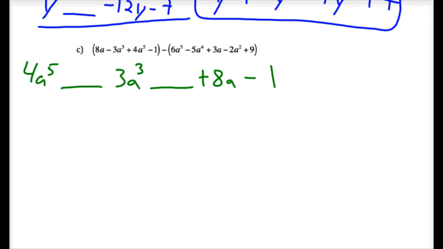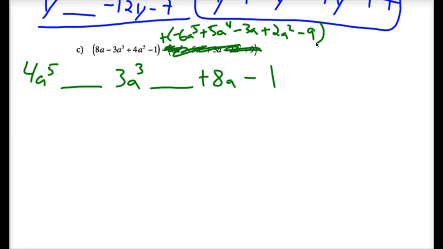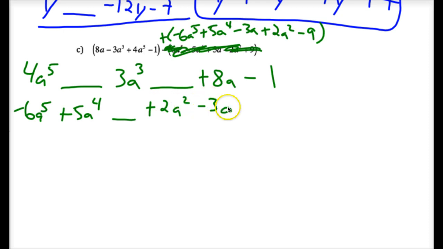Oh, we never changed it to addition. Plus negative 6a to the 5th plus 5a to the 4th minus 3a plus 2a squared minus 9. Cross off the old one. Get in the habit of doing that, guys. So, negative 6a to the 5th plus 5a to the 4th, blank, plus 2a squared minus 3a minus 9.